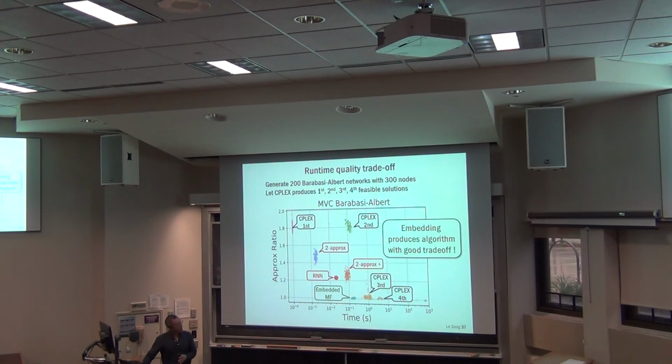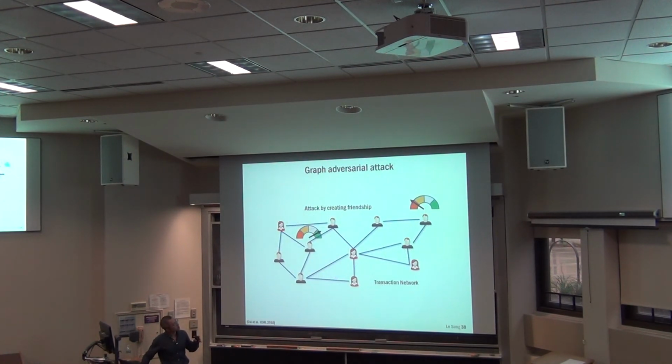Of course, the other application I'll quickly skip is adversarial attack on the network. You can manipulate the network so that whatever classification algorithm is based on the graph misclassifies something. So again, it's some kind of combinatorial attack problem. You can use a simulator to do it.